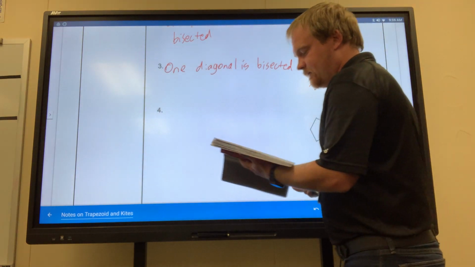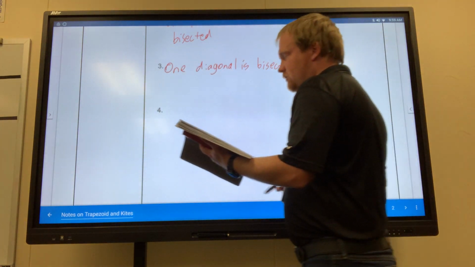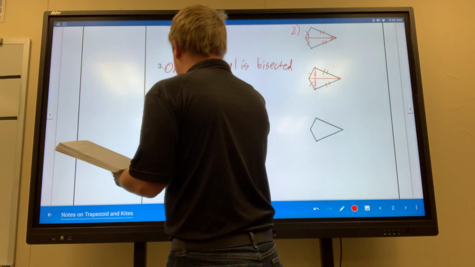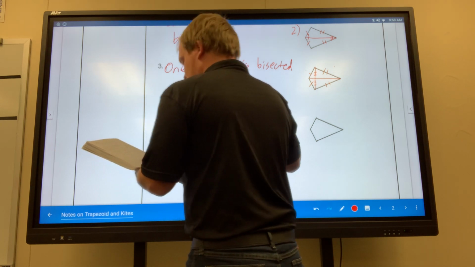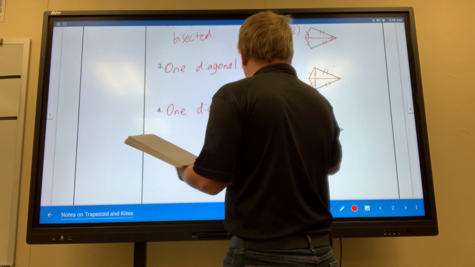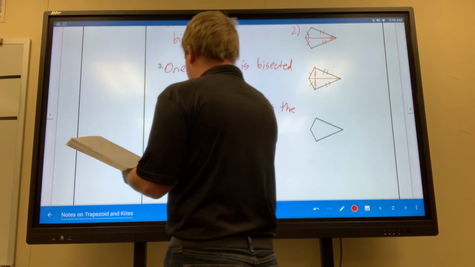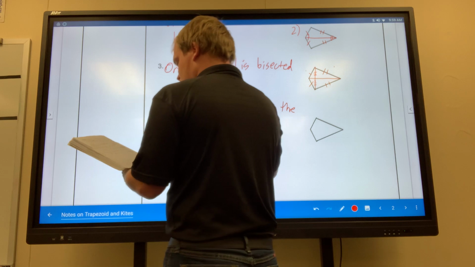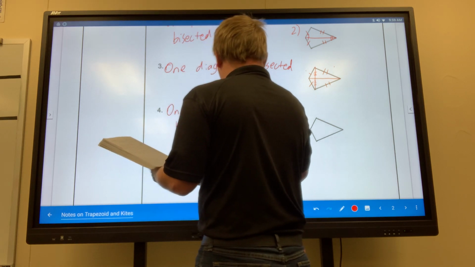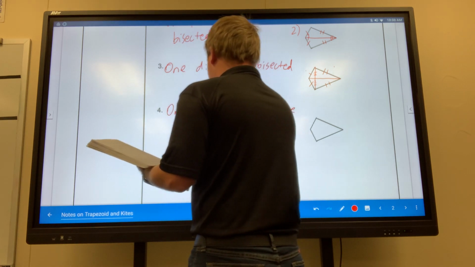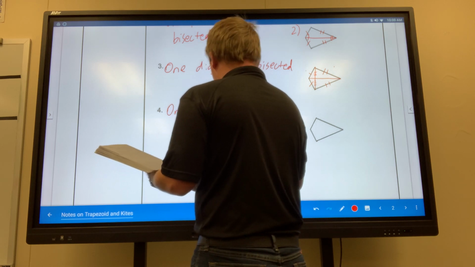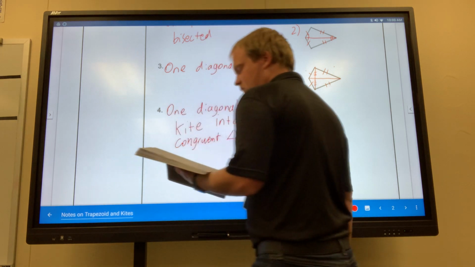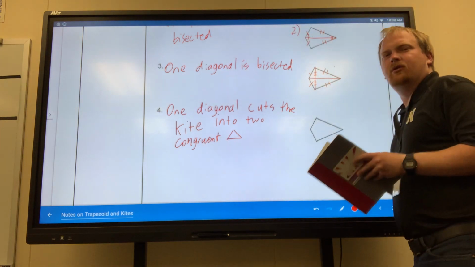Next, we have one diagonal cuts the kite into two congruent triangles. Now, how do we know that for sure?